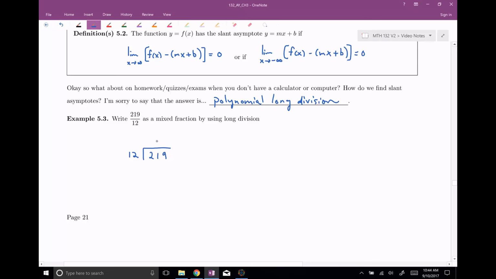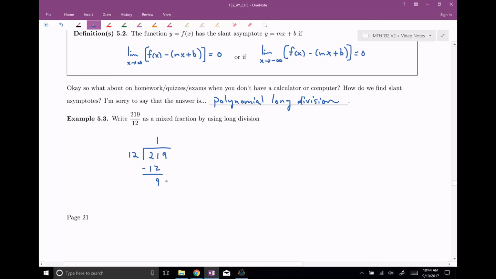And you say, what do you multiply by 12 to get 21? Well, nothing does it exactly, but okay, so what's the biggest thing that I can multiply by 12 and get close to 21, but not over? And the claim is 1 is as good as you can get. So 1 times 12 is 12, and then you subtract these, and you get 9.